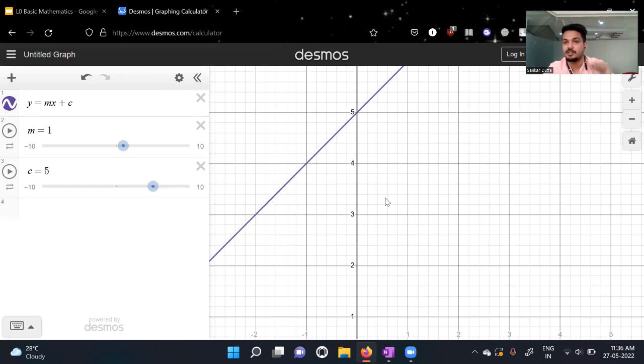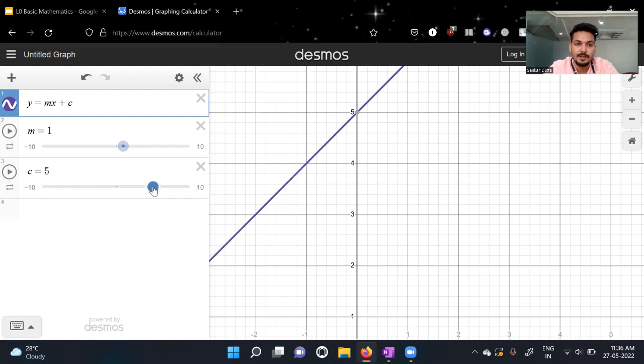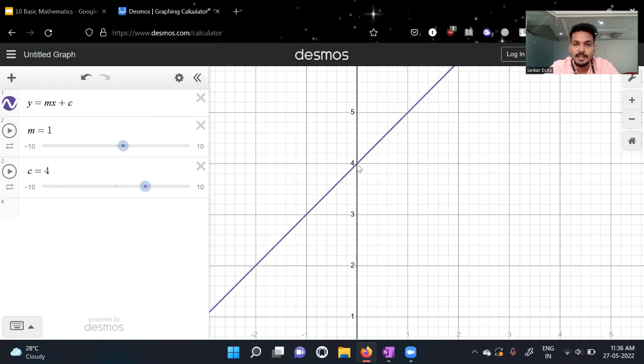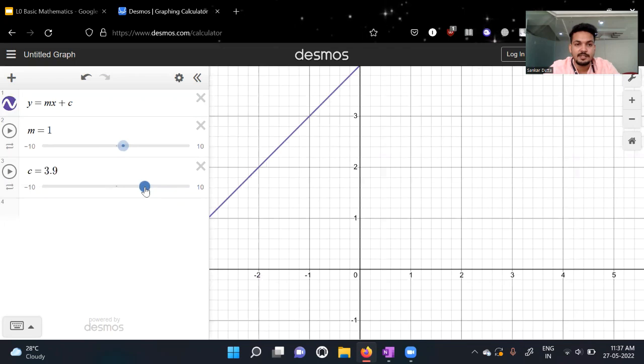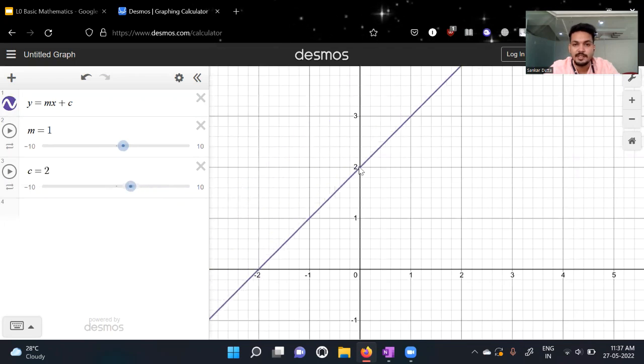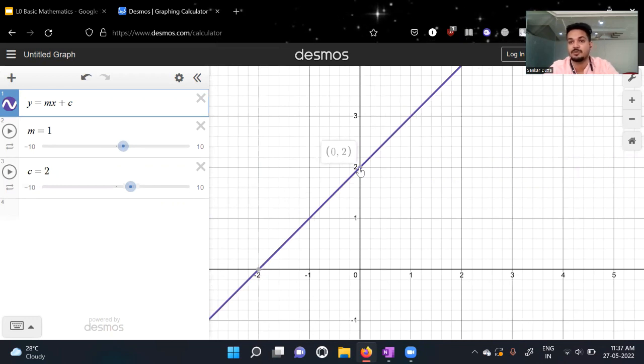In other words, I can also say the intercept of the line keeps on increasing. So if you look at this, c is now 5 and this line is intersecting at (0, 5). I'm going to decrease this to 4 and you will see that the line is now intersecting at (0, 4). Let me continue this. Let me reduce it to 3, or let me reduce it to 2, and you will see that this line is intersecting the y-axis at (0, 2), right?